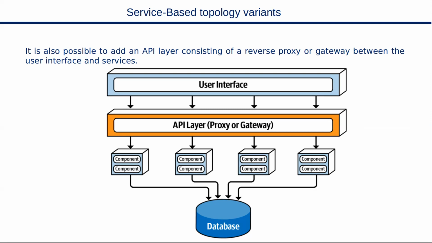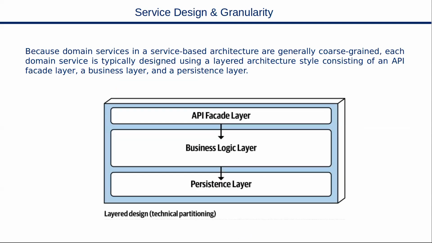But what is important when we consider the service-based architecture is the granularity. This is one of the key points here. Because domain services in a service-based architecture are generally coarse-grained, each domain service is typically designed using the layered architecture style, consisting of an API facade layer, business layer, and, as you expect, persistence layer. So each of the services can be considered as a part of a small monolithic service, or let's say a medium-sized service, which is based on the layered approach under the hood.